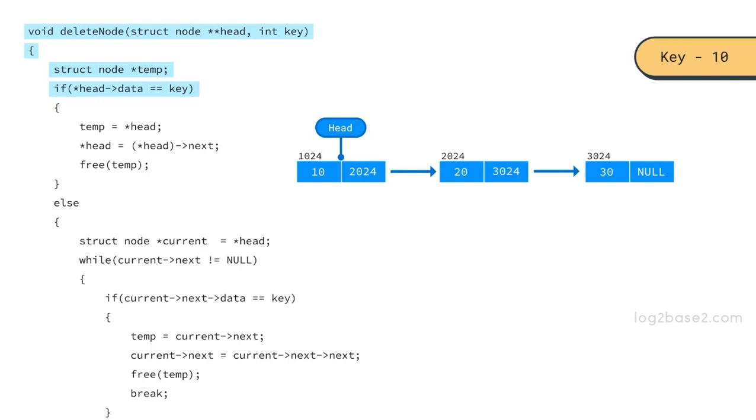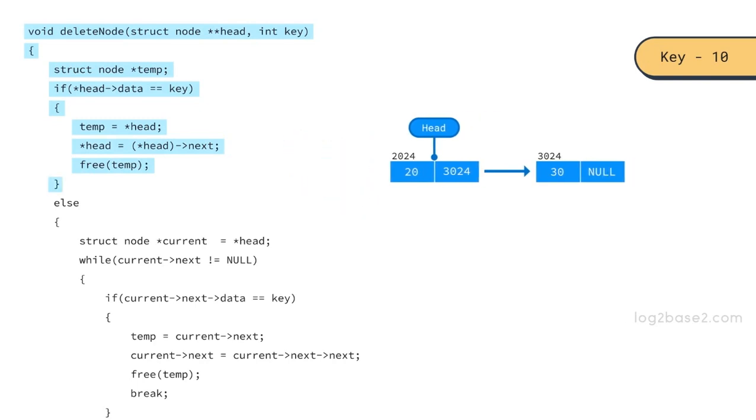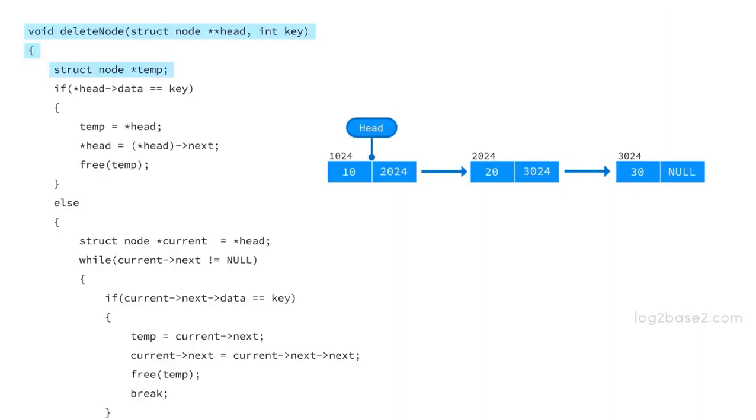So head will be stored to another temporary variable temp. Now we have head equal to head next. What we have at head next is 2024, and head will now point to the node at 2024 and that becomes the new head, which will remove the node from the linked list, and we can free temp to free the space.